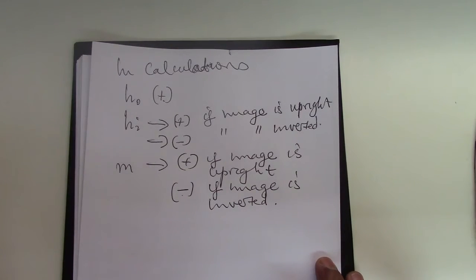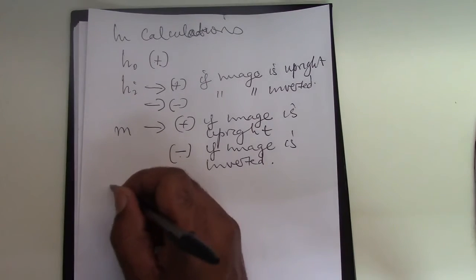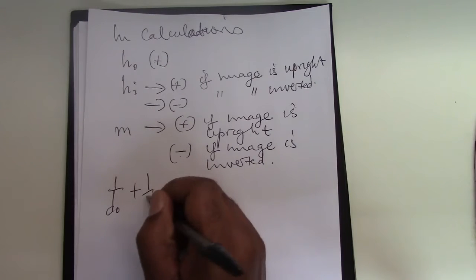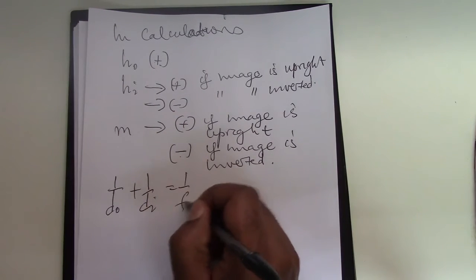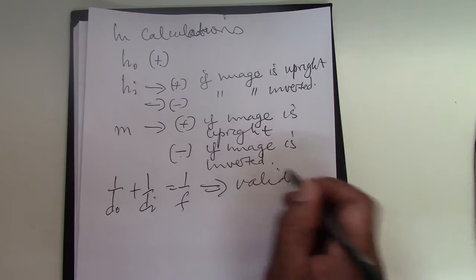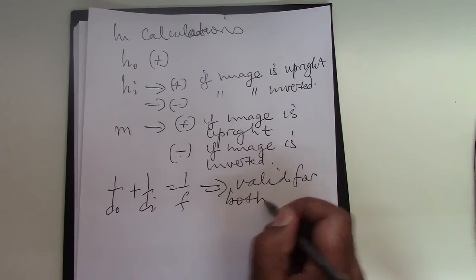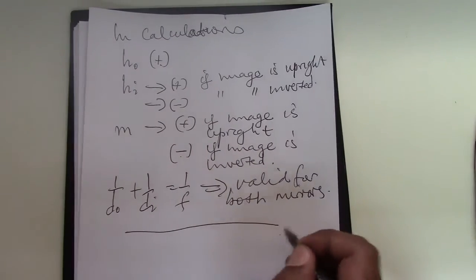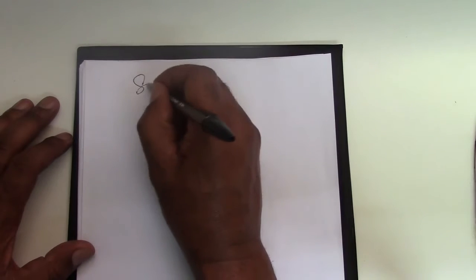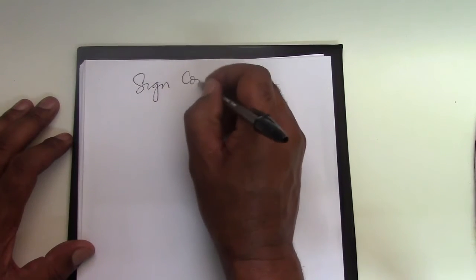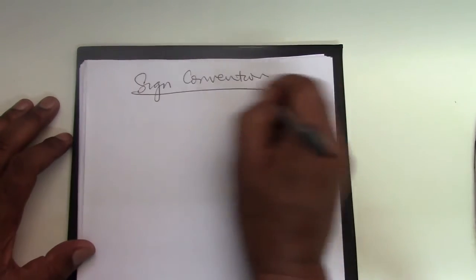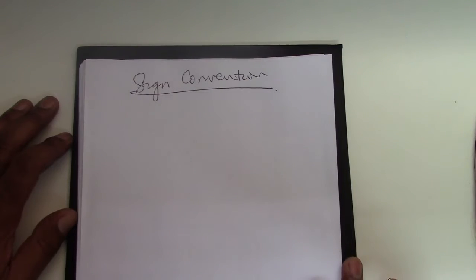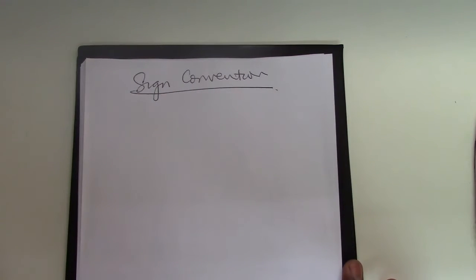Okay. This equation, in other words, 1 over D naught plus 1 over DI equals 1 over F, is valid for both mirrors. That's what we need to know. Now, let's look at the sign convention. When we are using the mirror equation, we need to have a sign convention. In this study, we are going to use the following sign convention.